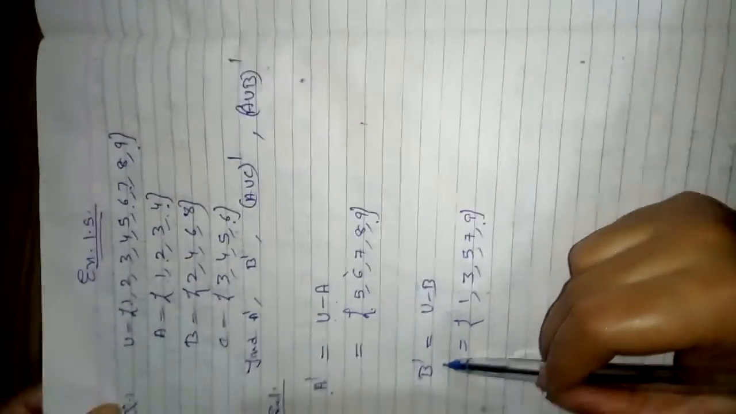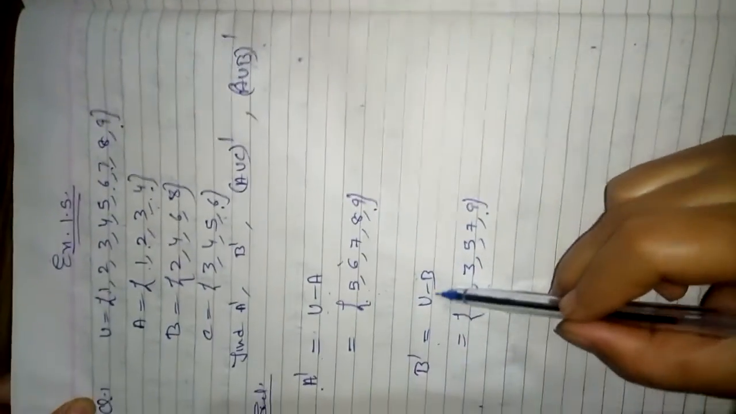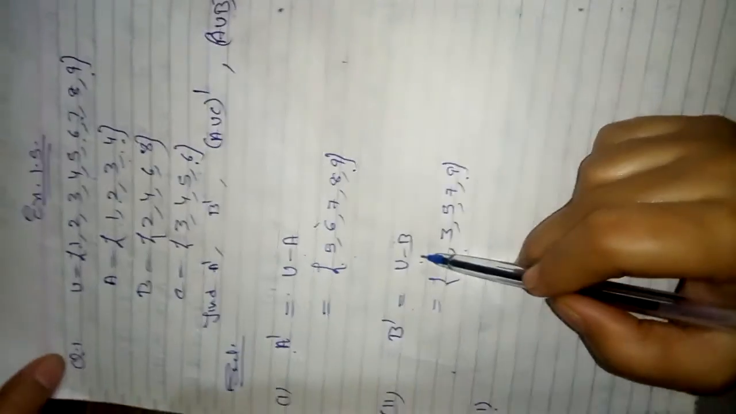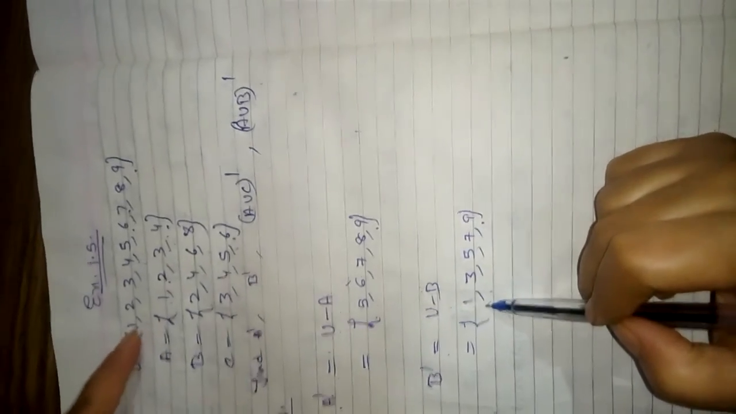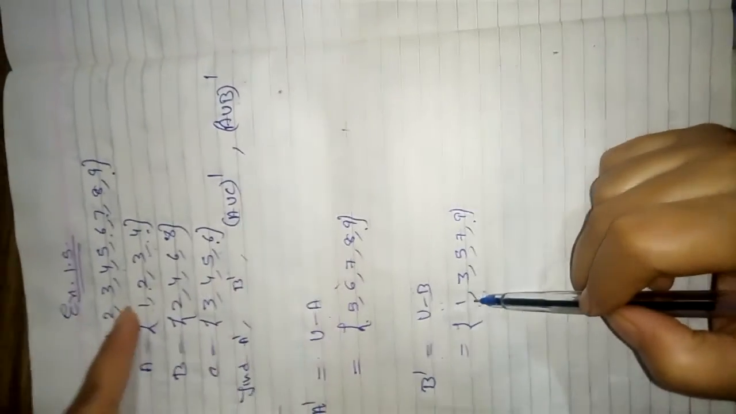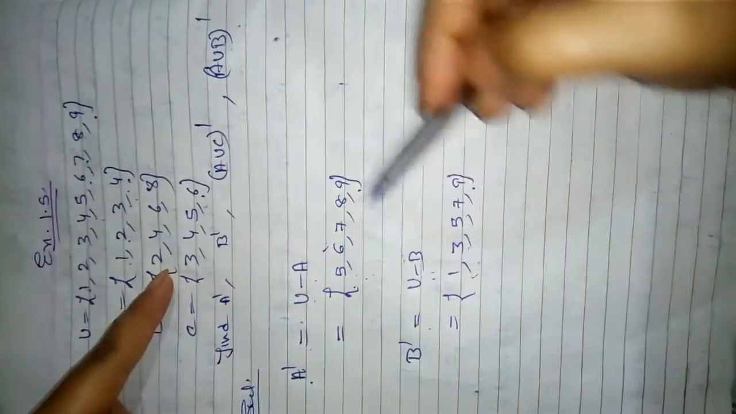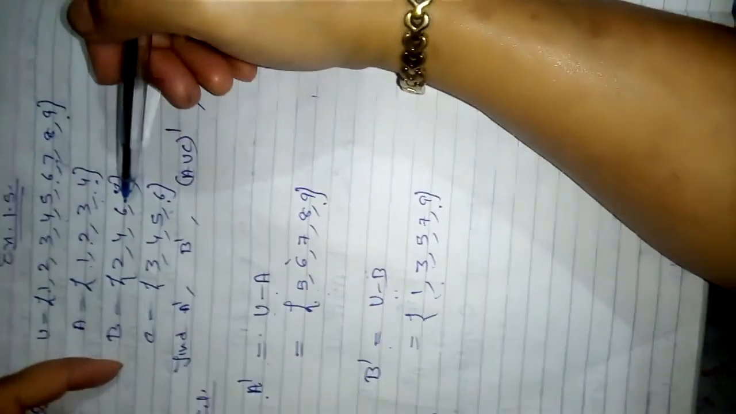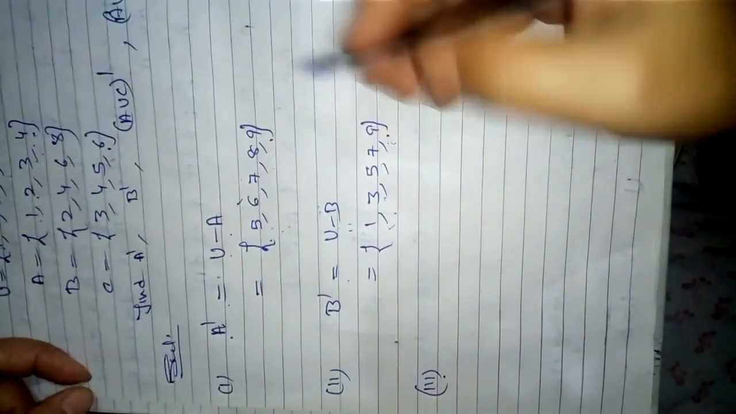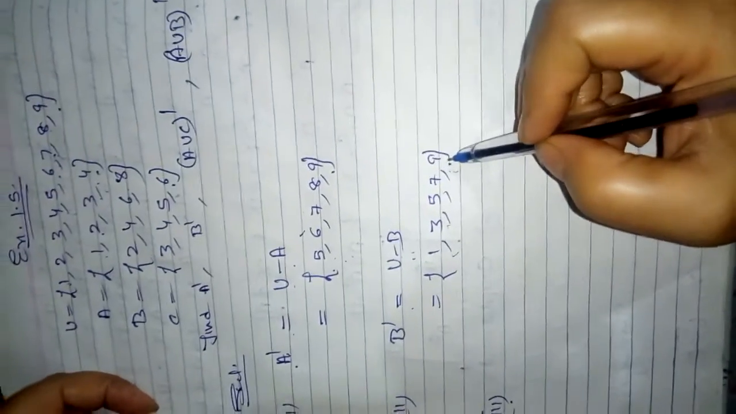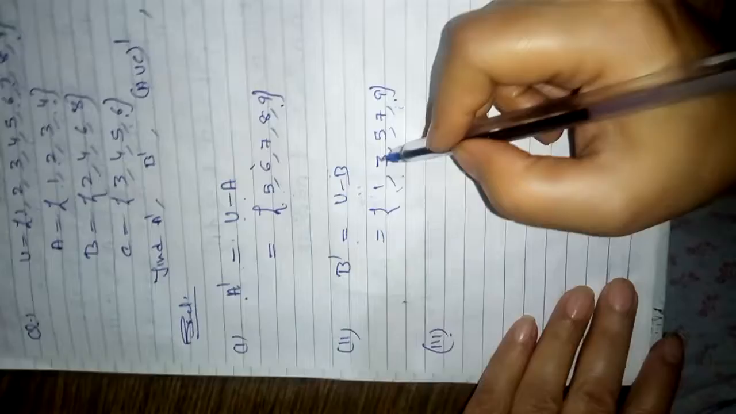Similarly you can find out B dash. B dash means U minus B, meaning the elements which are not present in set B. So 1 is not present in set B, 2 is present in set B, but 3 is also not present in set B, and 7 is also not present in set B, so we will write 7 here, and 9 is also not present in set B, so 9 will come. By this method you can find out A dash and B dash.